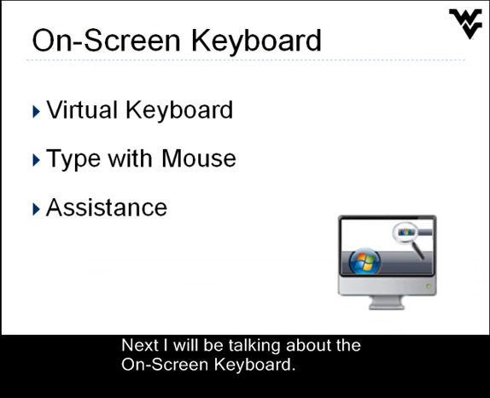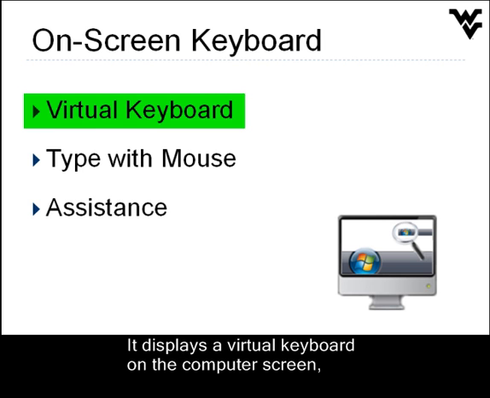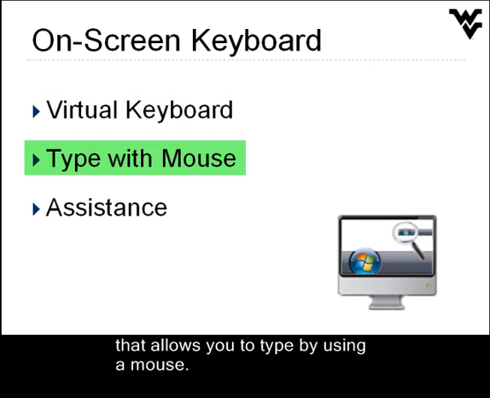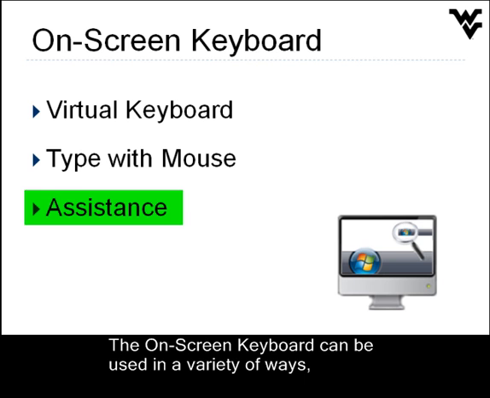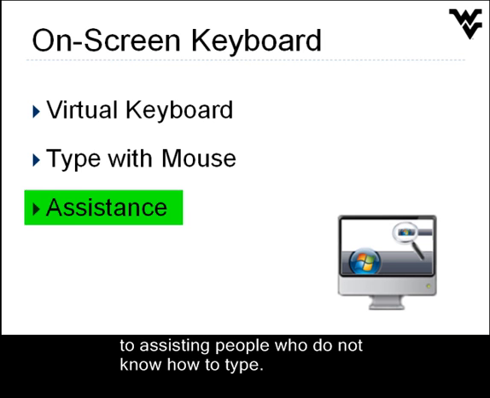Next, I will be talking about the on-screen keyboard. On-screen keyboard is exactly what it sounds like. It displays a virtual keyboard on the computer screen that allows you to type by using the mouse. The on-screen keyboard can be used in a variety of ways, from helping individuals with mobility issues to assisting people who do not know how to type.